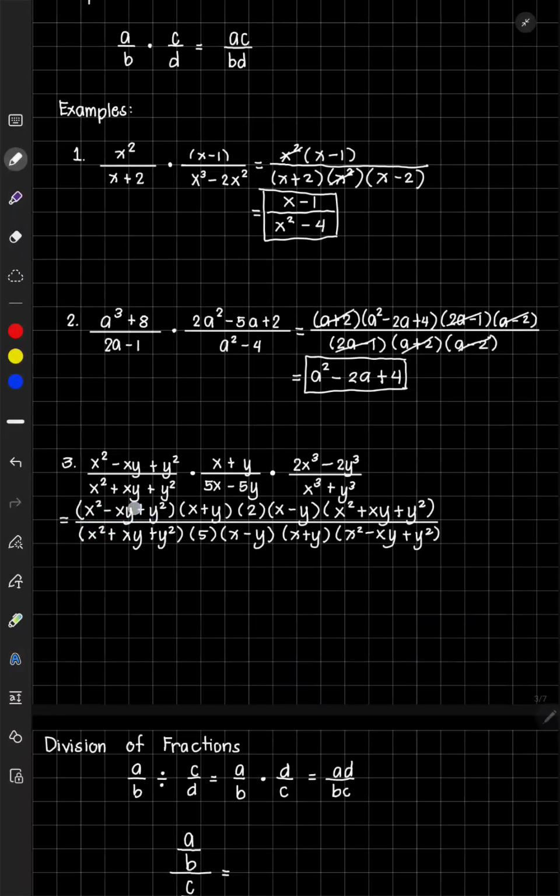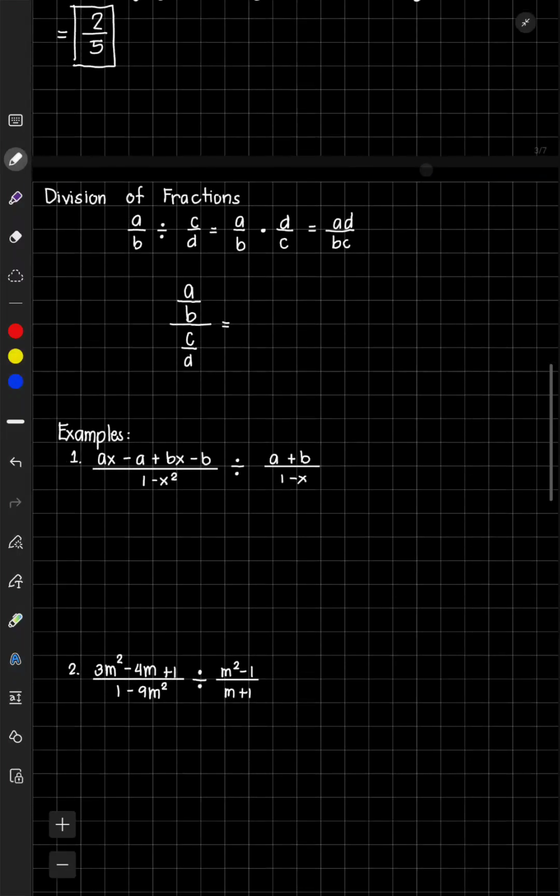So for this one, we can cancel out with this one. So x plus y and x plus y, x minus y and x minus y, and we also have x squared plus xy plus y squared, and we also have that in the denominator, so cancel out. So the only one left would be 2 divided by 5. So the final answer for this one would be 2 over 5. Okay, so that's how you multiply rational expressions.